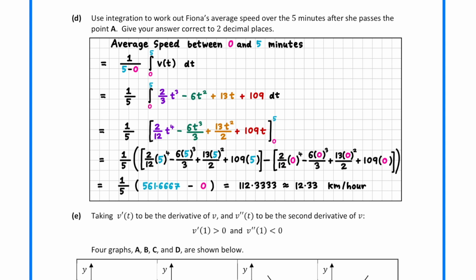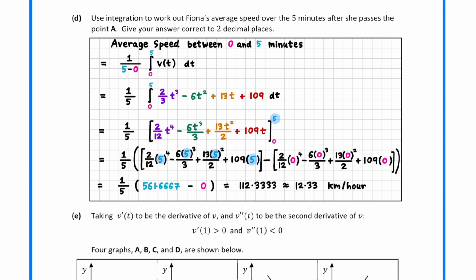In part D, we must use integration to work out Fiona's average speed over the first 5 minutes. To do this, we integrate our speed function between the limits of 0 and 5, and then divide by the length of the interval, which is simply 5 minus 0. Each of the terms in the function can be integrated using the rule of raising the power by 1 and then dividing by the new power.